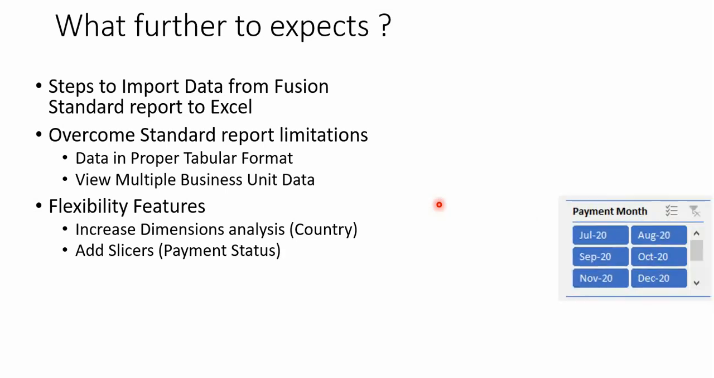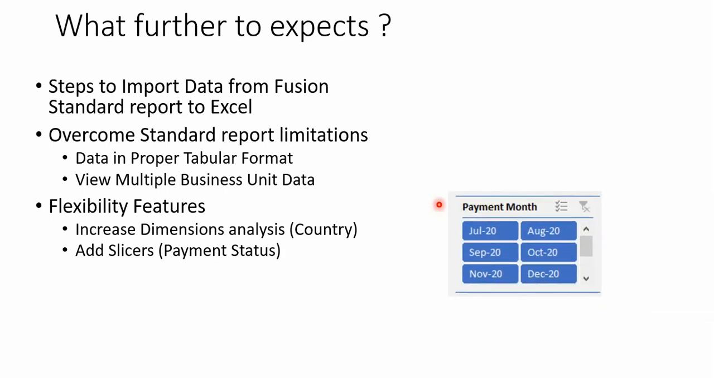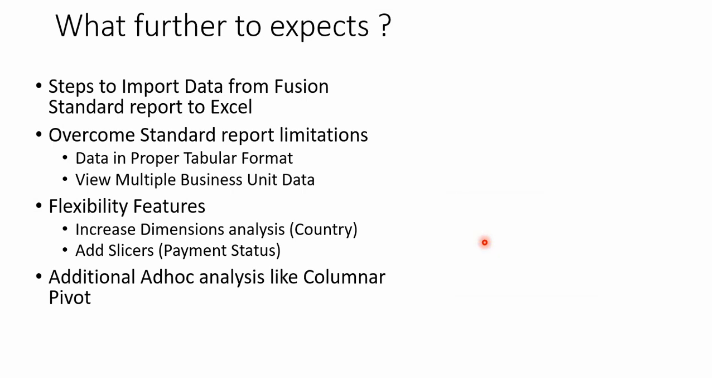And add slicers, just like payment status, we have the payment month, file name. If I want to see or filter the entire dashboard only by the payment status, only the negotiables or issued or cleared payments, how can we do it? Second is that the analysis was limited.